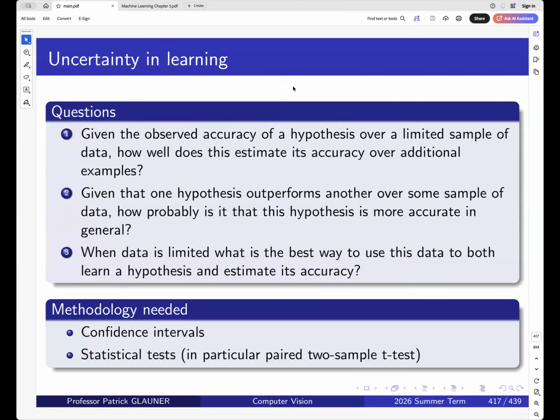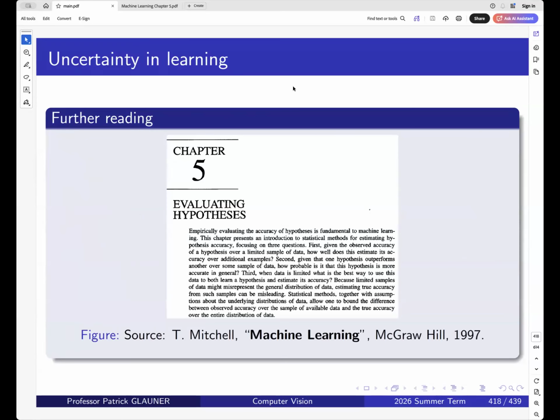Now, we could actually spend the whole semester just on uncertainty in learning or make a separate course about this. Today, it's just in the selected topics towards the end of the course.